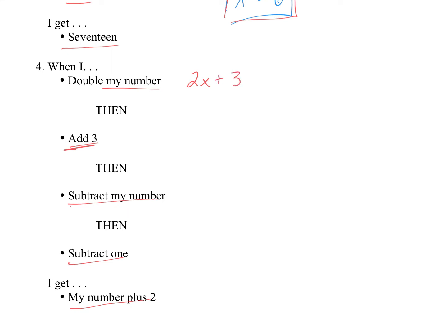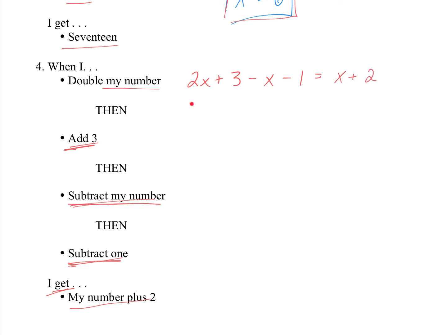Then it asks me to subtract my number. Okay, well again, my number is x, so I'm subtracting x, and then I subtract 1, so minus 1. Okay, and then I get, so whenever I see I get, I know that means equal, so I get my number, which is x plus 2.